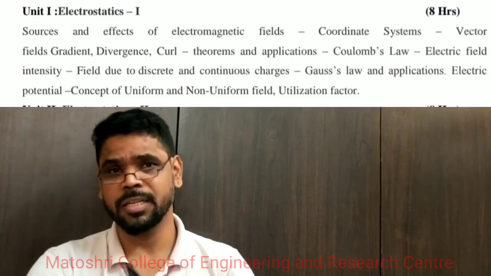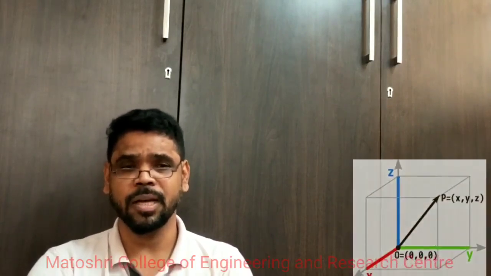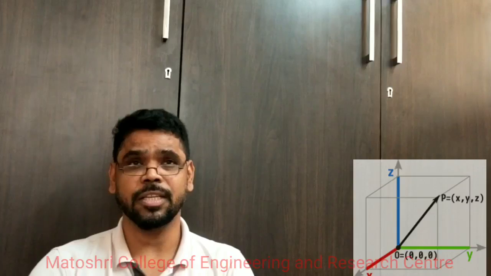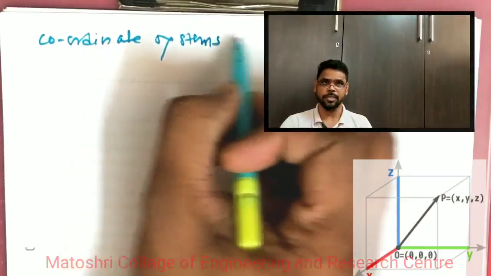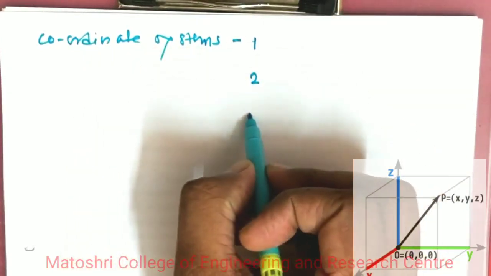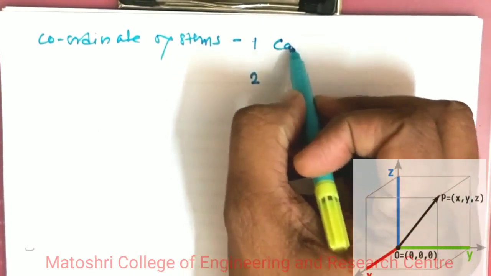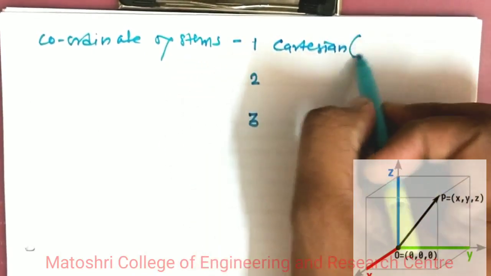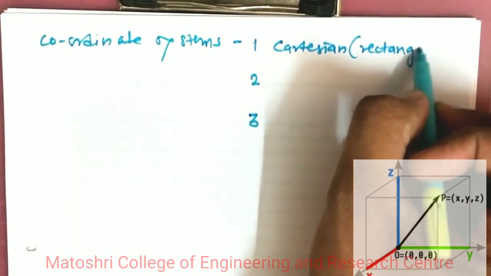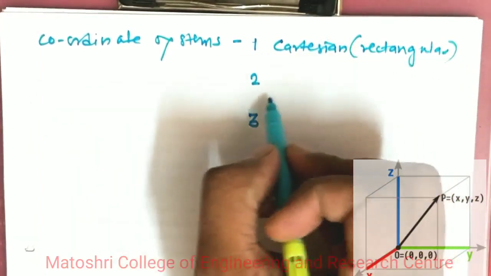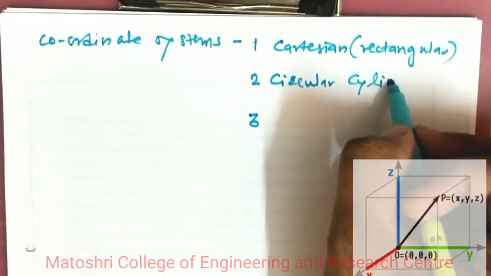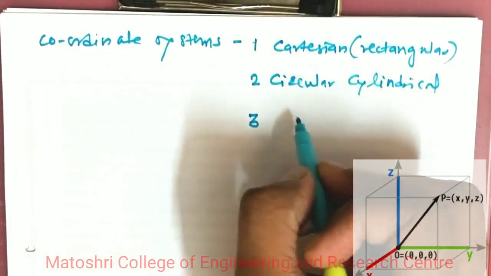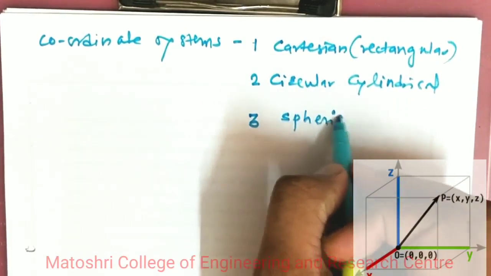So first we will start with the Cartesian coordinate system, which you have already studied. We will go through the Cartesian coordinate system first, and then sequentially we will discuss the circular cylindrical coordinate system and the spherical coordinate system. Three different coordinate systems we are going to discuss. The first one is the Cartesian, or we can say the rectangular coordinate system. The second one is the circular cylindrical coordinate system, and the third one is the spherical coordinate system.